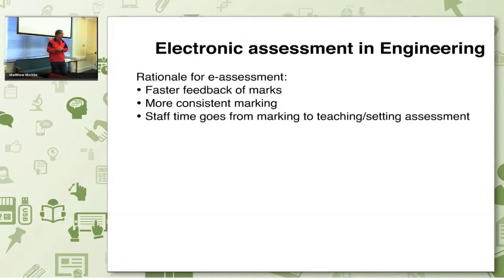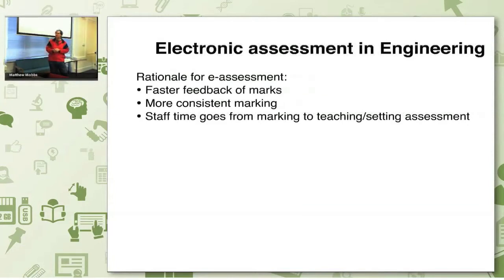The way we've implemented this, essentially, the students do their electronic assessment, their exam, in this way, and then they get the marks immediately. So they know as they leave the room how well, or hopefully how well they've done, and we're also able to see how well the class has done and think about responses to that.